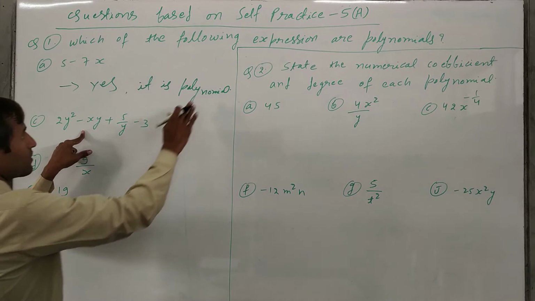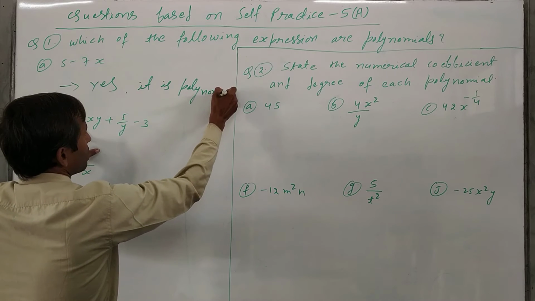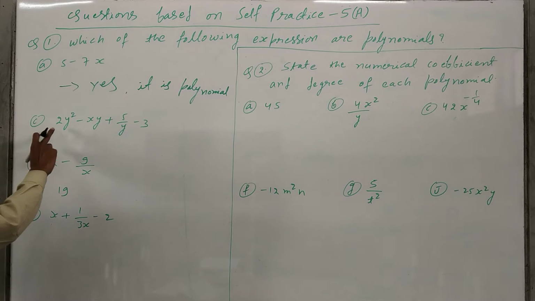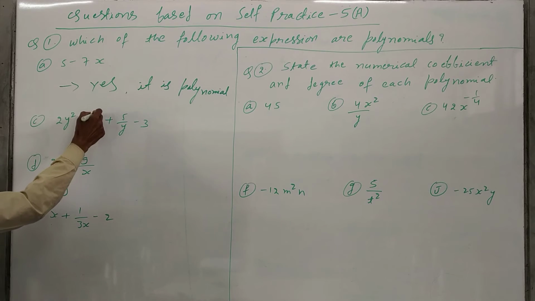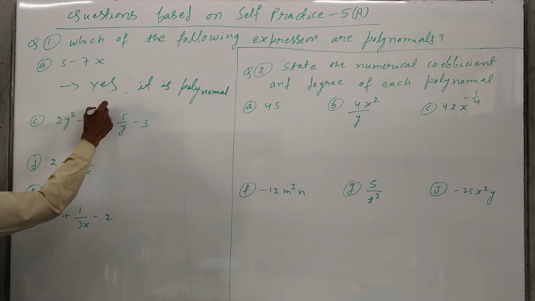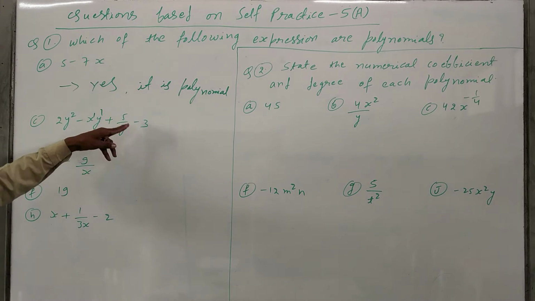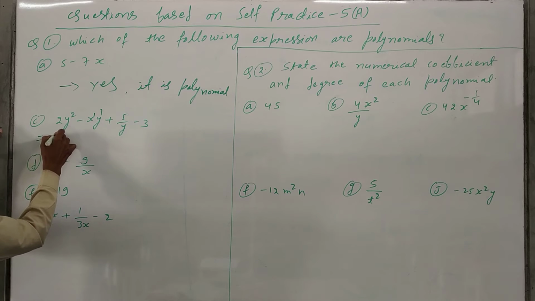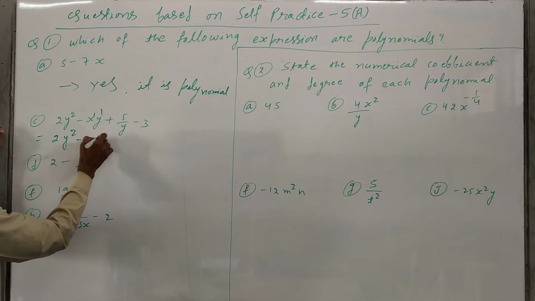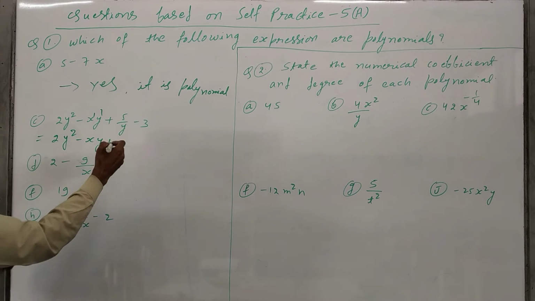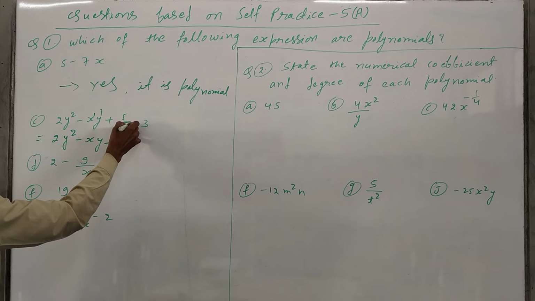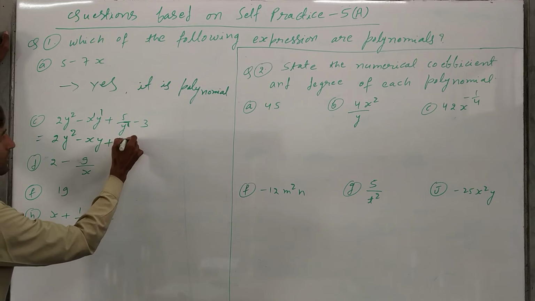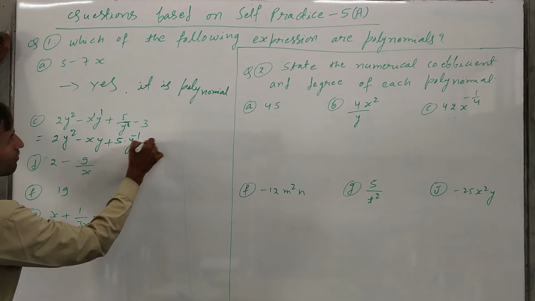Okay. Next one, 2y square minus xy plus 5 upon y minus 3. So in the first term the power is positive, in the second term also nothing written means power 1, y is also power 1. But in the third term the denominator part is given as y. So we can write this algebraic expression again like this: 5 into y to the power minus 1 and minus 3, if you take the reciprocal, then the power will come negative.